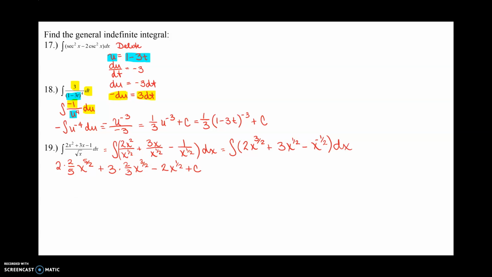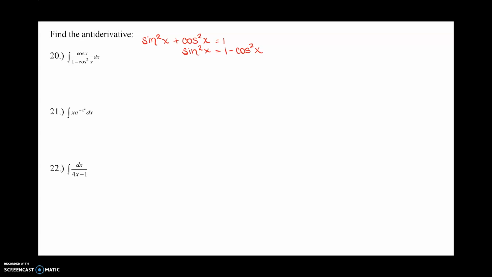All right, and then our last one was our bonus. So let's look at that one. First off, I need to remember from pre-cal the Pythagorean identity, sine squared plus cosine squared is equal to 1. So if I subtract cosine squared from both sides, then 1 minus cosine squared is equal to sine squared. So I'm going to replace 1 minus cosine squared with sine squared.